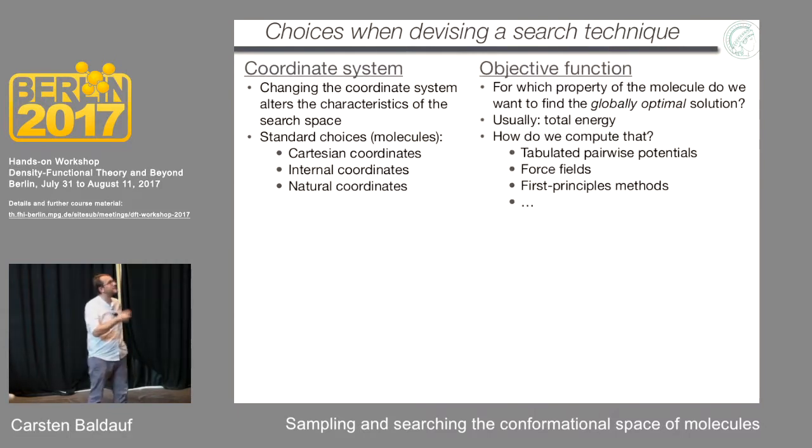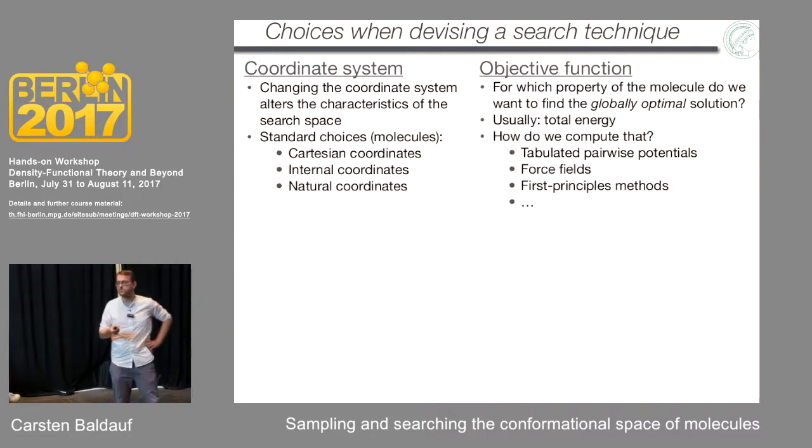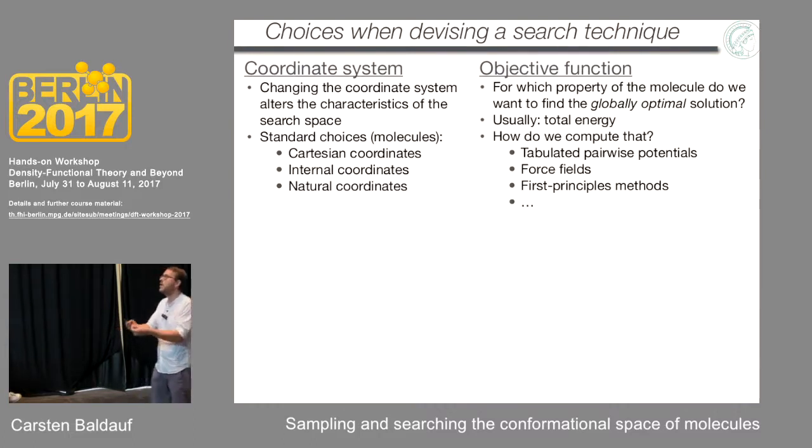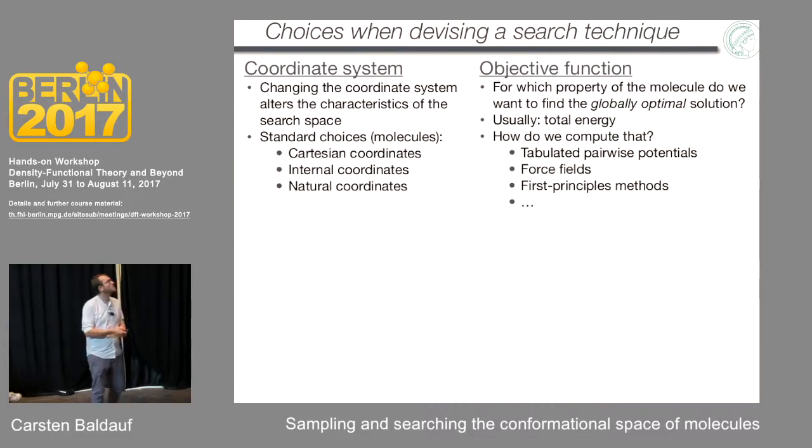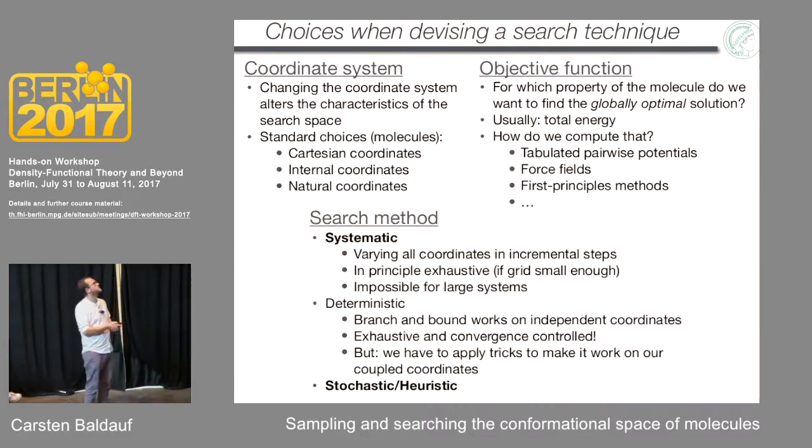Then, of course, there's the question of the objective function. The objective function is essentially the thing that we want to optimize, right? We want to find a minimum in a certain function, the global optimum there. And typically the objective function for us is something that gives us a potential energy. It can be an empirical potential, a density functional theory calculation, or something else. But you can also optimize other things, like a band gap, for example, which we will not do here.